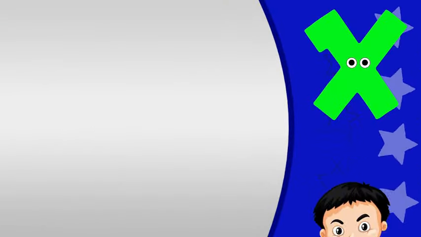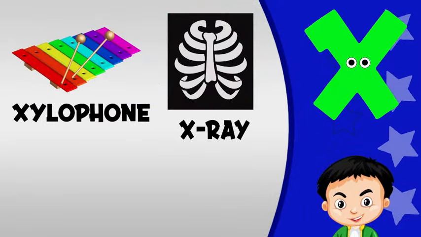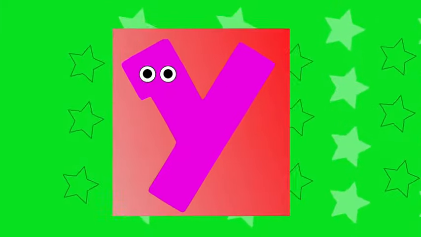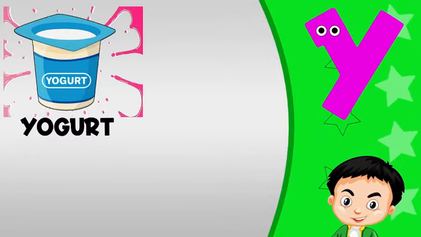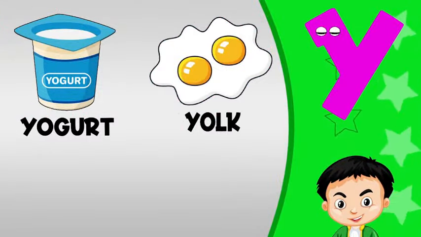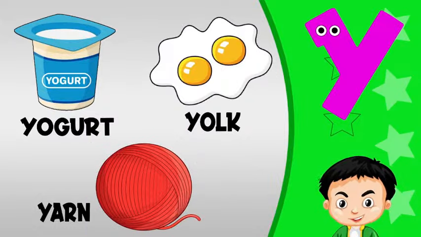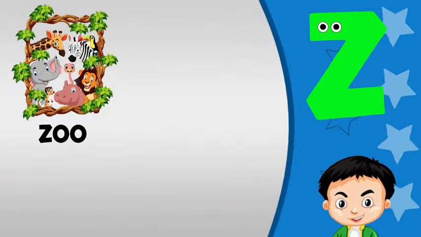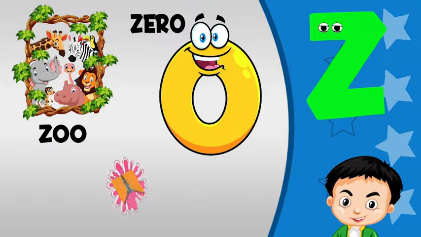X is for xylophone. X is for x-ray. X is for X-mas. Y is for yogurt. Y is for yolk. Y is for yarn. Z is for zoo. Z is for zero. Z is for zipper.